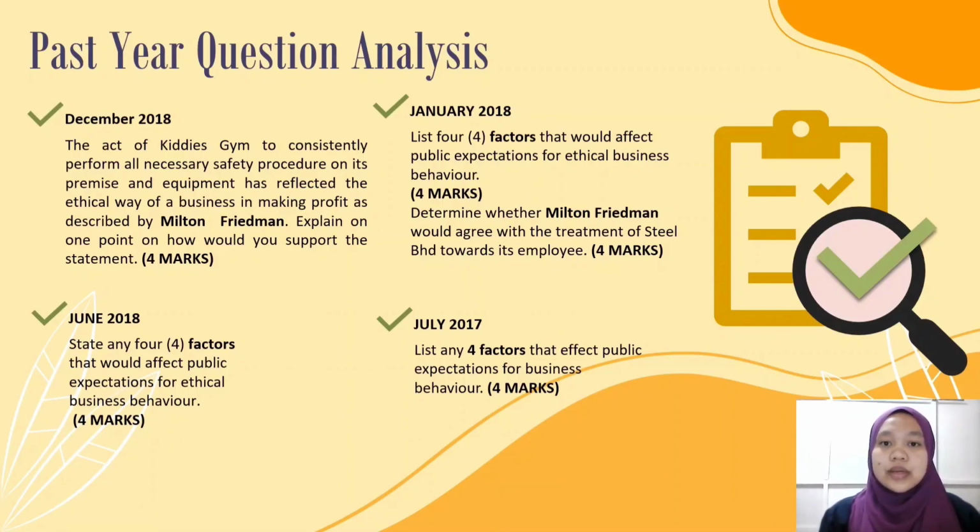So from what we already see in all the past year's questions, we can conclude that the factors affecting public expectation for ethical business behavior and Milton-Friedman theory are the most popular questions for this chapter, which means that they are very important and we really have to understand these two.